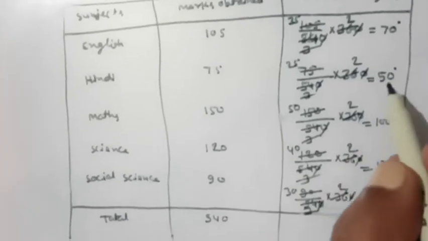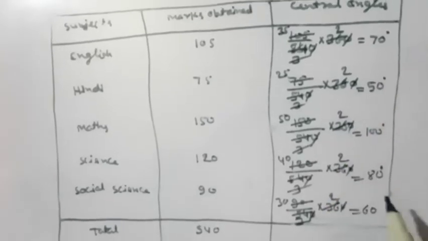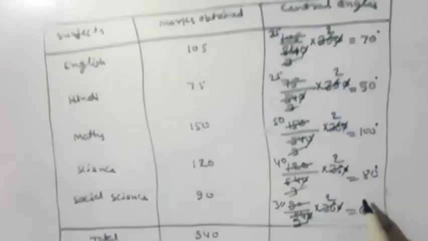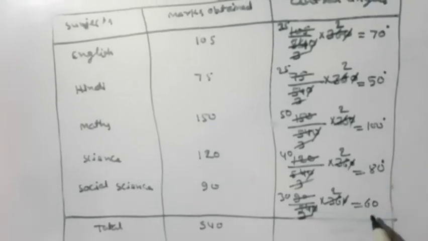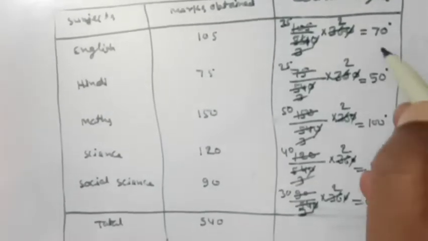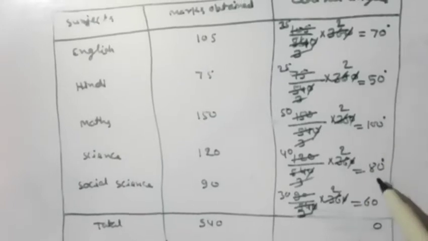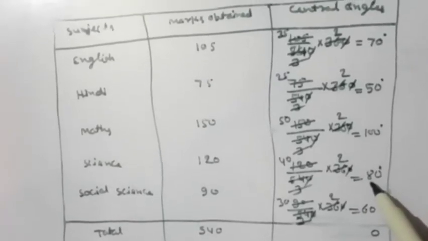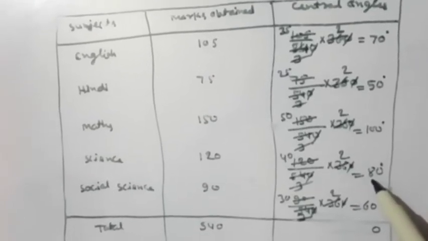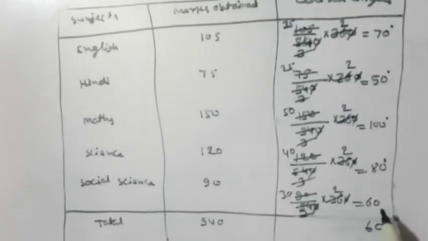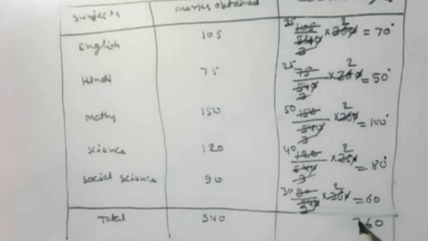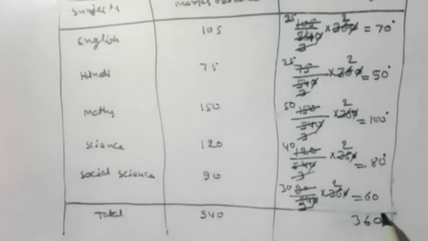Children, we add these central angles. Then we get 0 plus 0 plus 0 is 0, 7 plus 5 is 12, plus 10 is 22, plus 8 is 30, plus 6 is 36, and 360 degree.